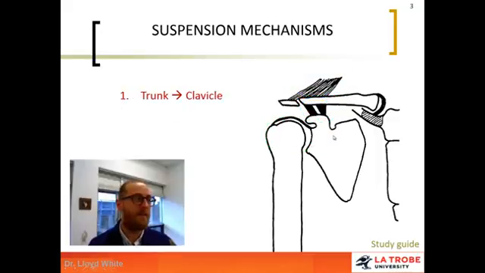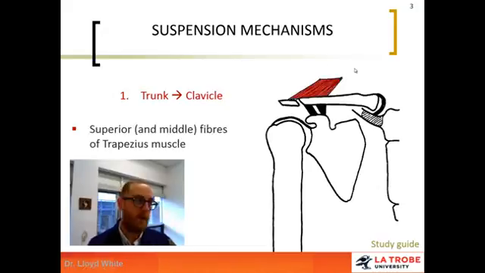So the first mechanism being from the trunk to the clavicle. So we have the sternoclavicular joint, which is helping to contribute to this, particularly the really strong interclavicular and costoclavicular ligaments that we talked about in a previous video. But we've also got this muscle here, the trapezius, or more specifically the superior and some of the middle fibres of trapezius.